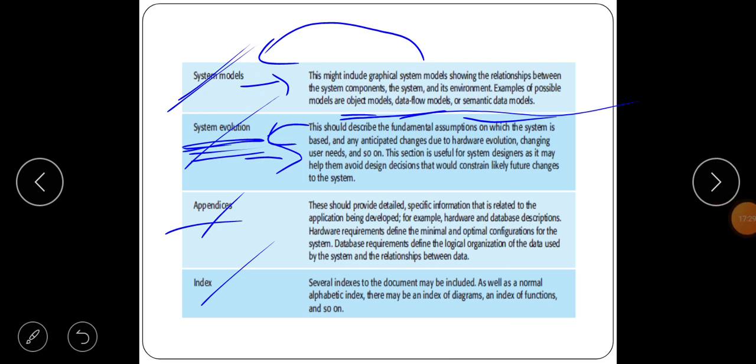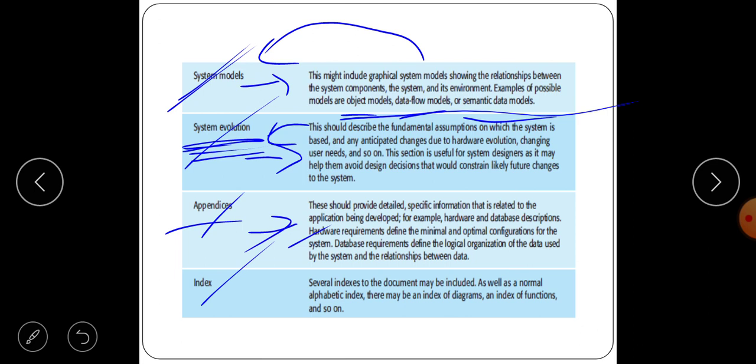Next chapter is appendices. Okay, this chapter should provide detailed information specific to the application being developed. For example, hardware and database descriptions. It means it's going to give specific information related to the application, what software we are using, what hardware we are using, and how the databases are used. All the description will be present here.